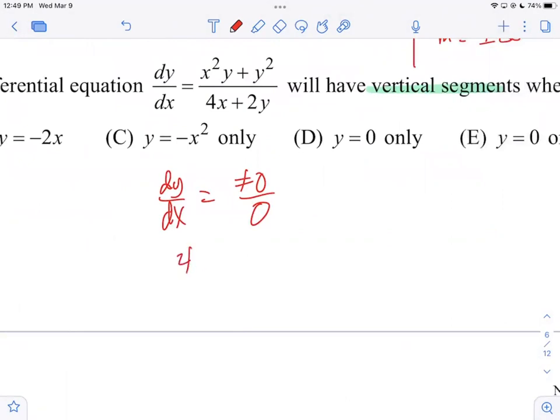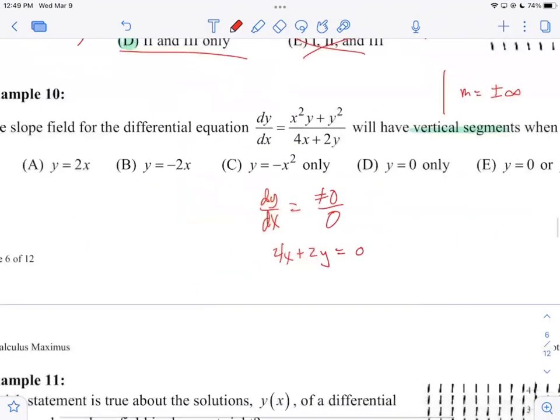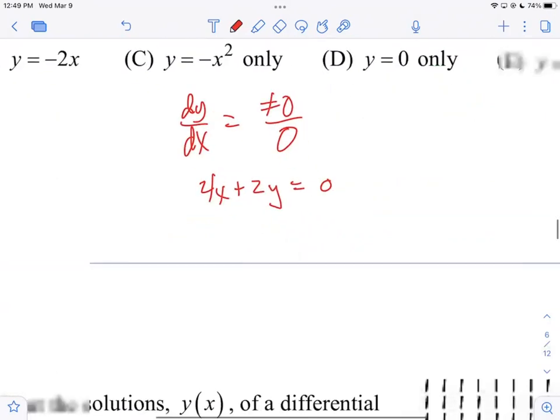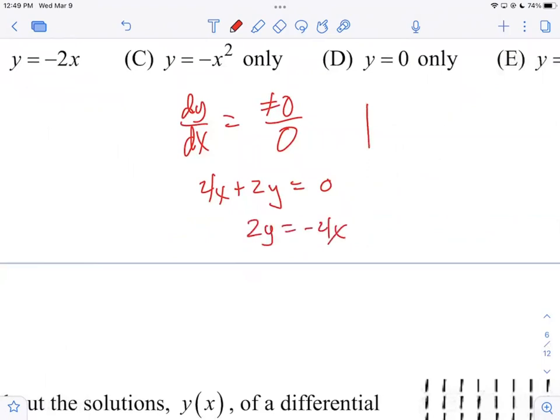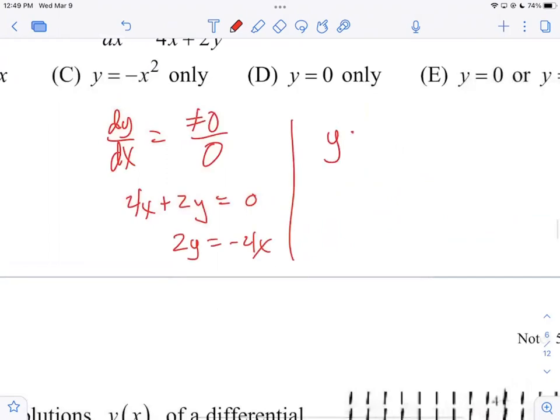So that's when the denominator, 4x plus 2y, equals zero, okay? Now, here's the deal. There's two variables there in one equation, so I can't solve it numerically. If you look at your answers, they're all solved for y in terms of x. See that? So let's go ahead and solve this for y in terms of x, like we're back in algebra one. 2y would equal negative 4x. And then I'll divide through by 2 and I get y equals negative 2x, right?